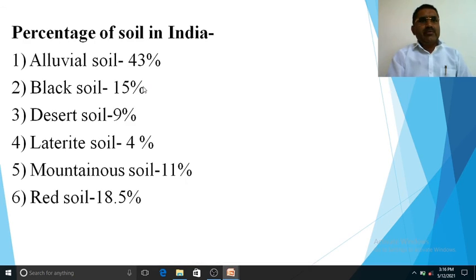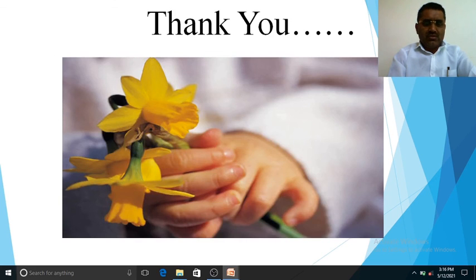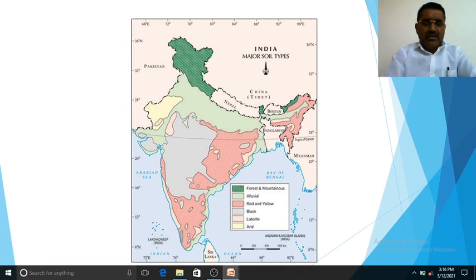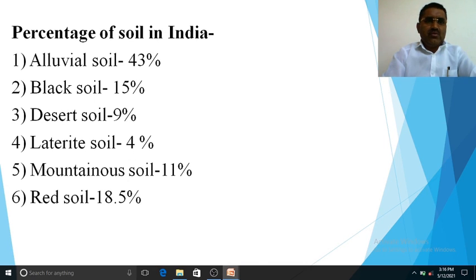If we see the percentage of soil in India, alluvial soil is 43%, black soil is 15%, desert soil is 9%, laterite soil is 4%, mountaineer soil is 11% and red soil is 18.5%. Thus it composes 100% of soil in India. So this is all about the various types of soils in India.